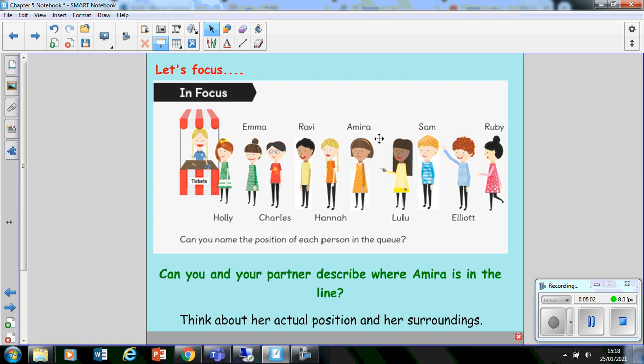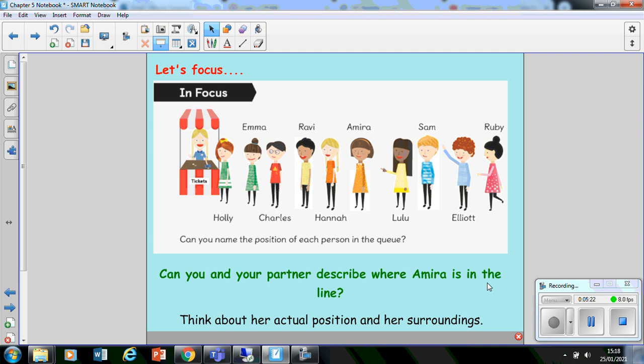She's right here. Okay, so describe to your partner where Amira is. So you're using the same word. You're using the ordinal numbers. So you might want to count up where she is in the line, or you might want to even say she's in between somebody, or she's before or after somebody. It is up to you.